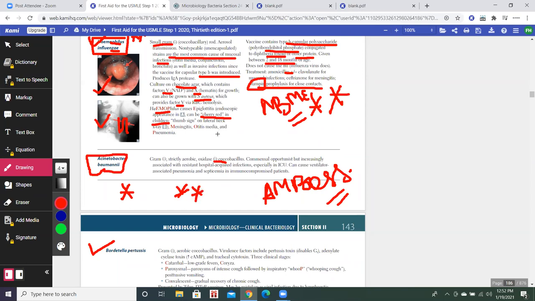If you have a gram-negative coccobacilli which is associated with mechanical ventilator-associated pneumonia, then the one high-yield gram-negative organism is Acinetobacter. Are we clear about this? Yes or no? That is the only question.